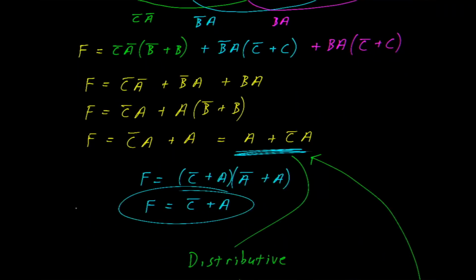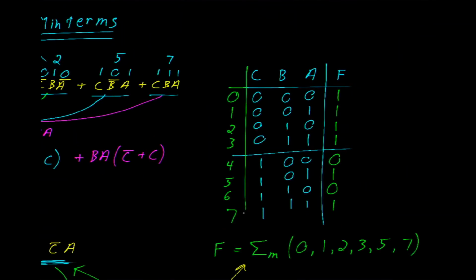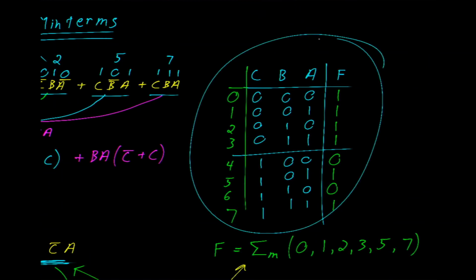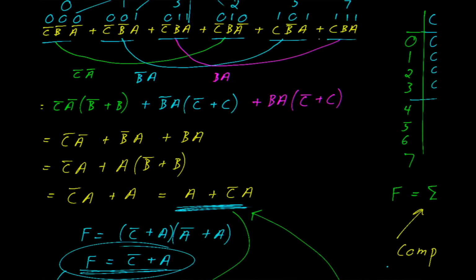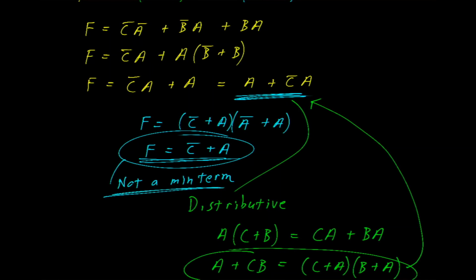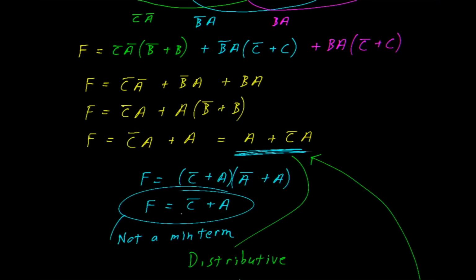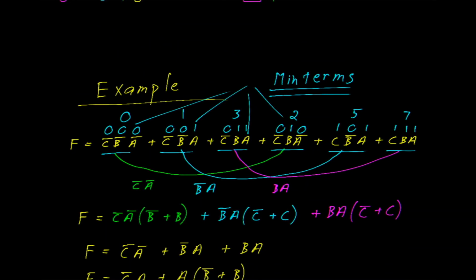This is not a minterm. It's certainly the same circuit, right? This here, if we were to expand that out, would equate to this truth table, but we are not using minterms in this description because we don't contain each and every term. This is not a minterm, and this is not a minterm because they do not contain all 3 of the inputs.